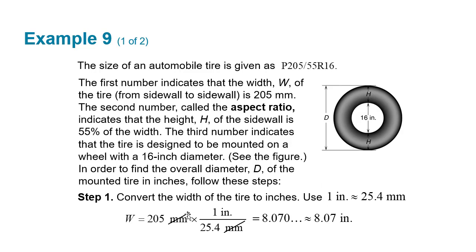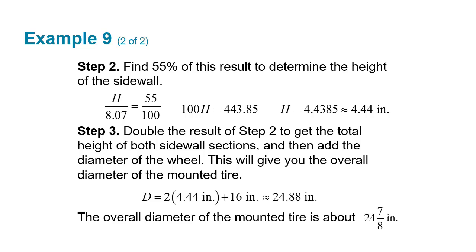And we can figure out what that is, what the actual measurement is, using this idea that we've got 205 millimeters, 1 inch is 25.4 millimeters. So then we can get this measurement in inches. And then from there, if we wanted to, we could figure out what the width of the tire is. So we can find 55% of this result. So some number over 8 inches is going to be 55%.